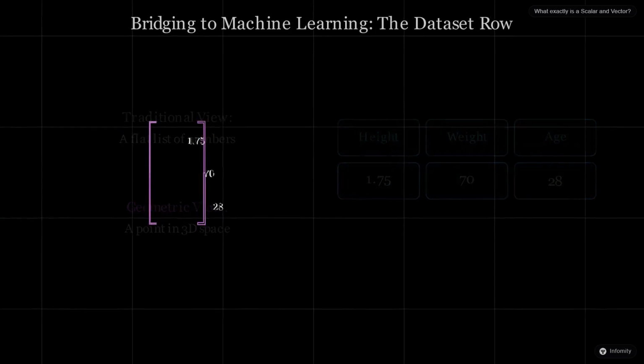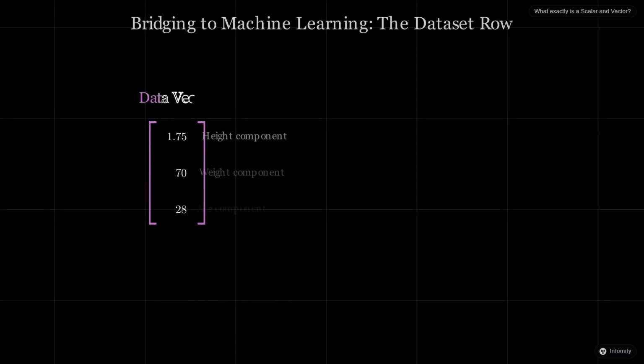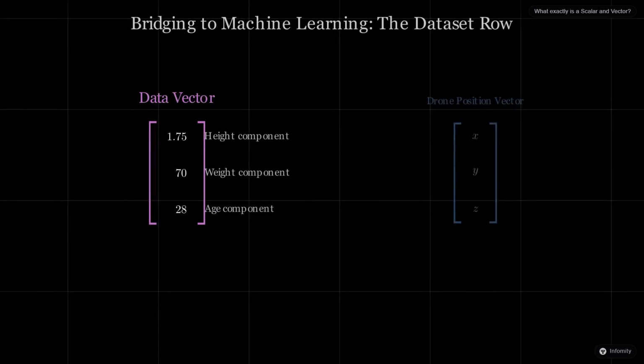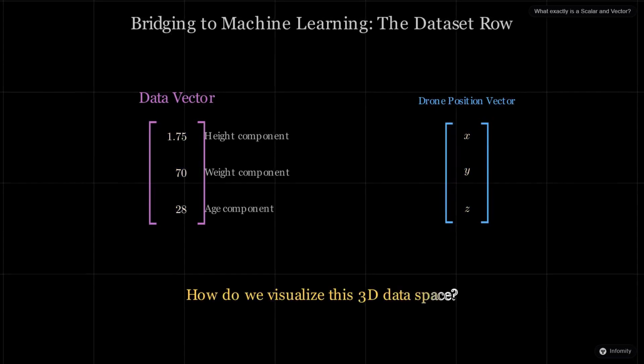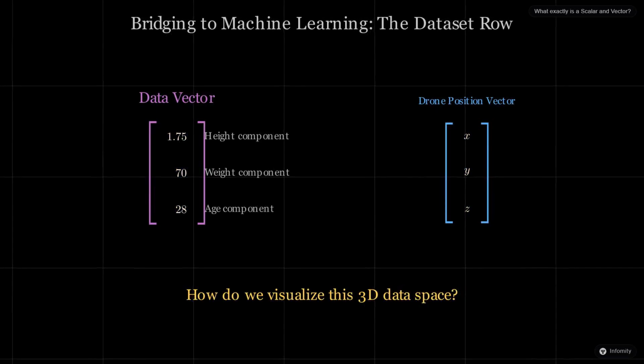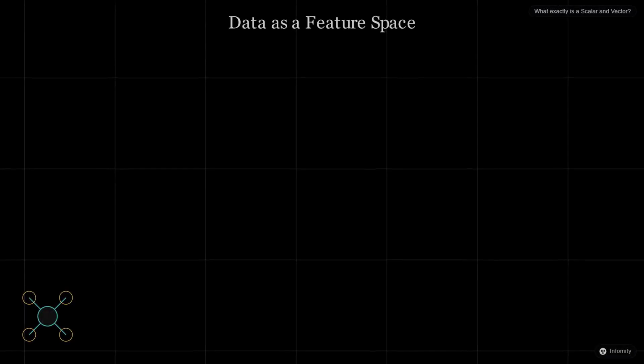We stack these numbers into a column matrix. This ordered list is a data vector. Just like our drone coordinates, this vector has components. So how does a computer visualize this data? This brings us to the ultimate realization.